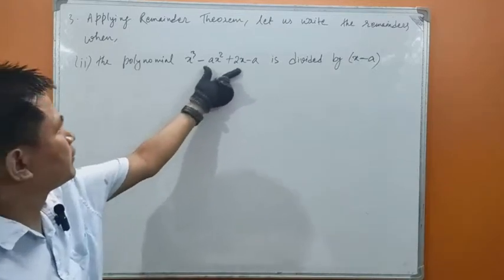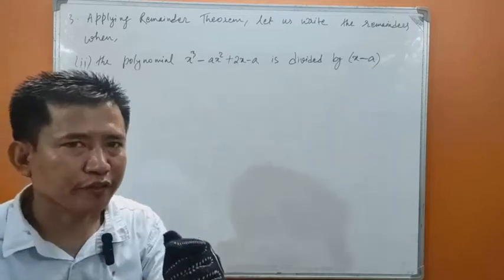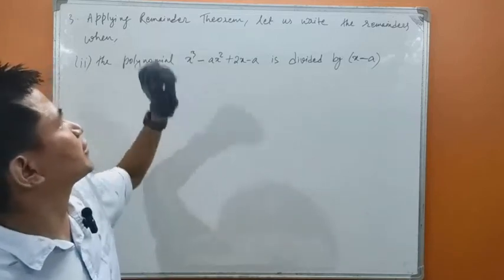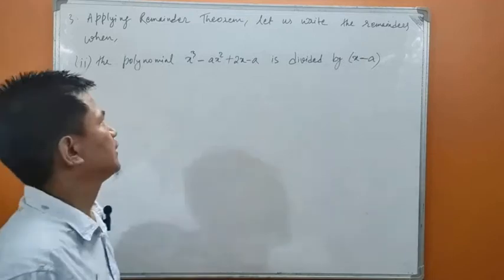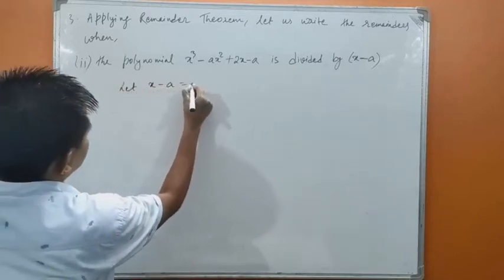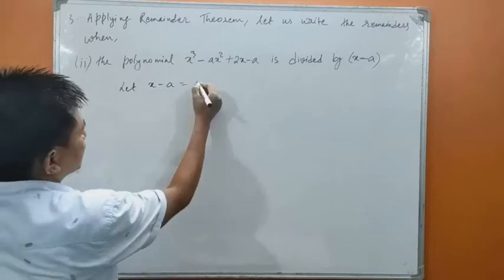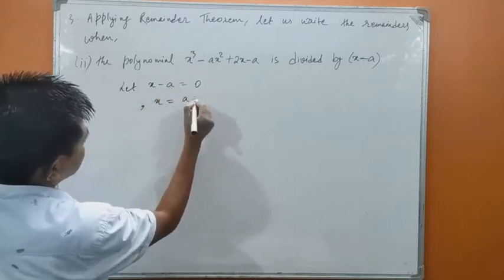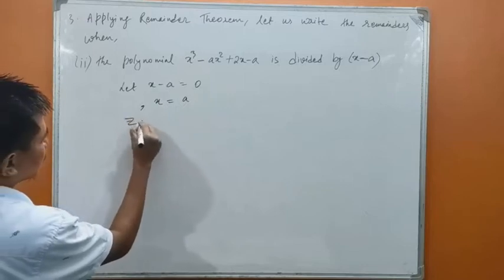When this polynomial is divided by x minus a, what will be the remainder? We are asked to apply the remainder theorem to find the remainder when this is divided by this. Let x minus a equal to 0, or x equal to a, since minus a becomes plus a when taken to the right hand side, isn't it? So the zero of the polynomial x minus a is a.